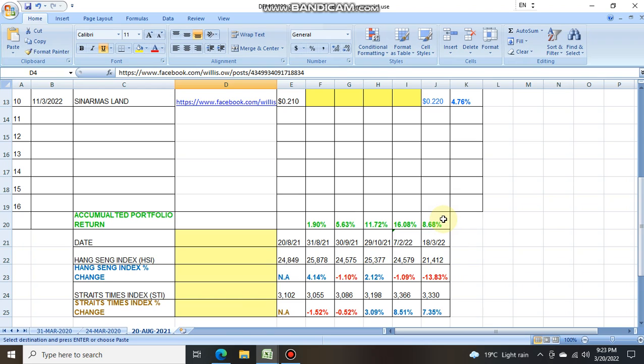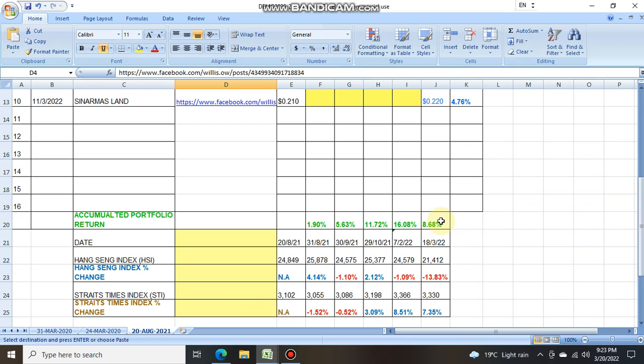So the stock market actually fell, and for CIT our performance was also affected, but we do not go into losses, whereas the stock market actually went into losses. When we look at the Straits Times Index, it started at 3,102 points. As at 18 March, it was at 3,333 points. So the STI went up by 7.35%, versus CIT, it is still lower than our portfolio return.